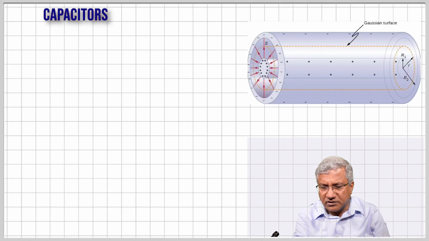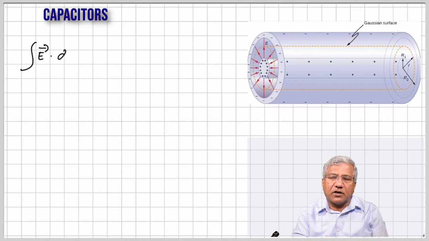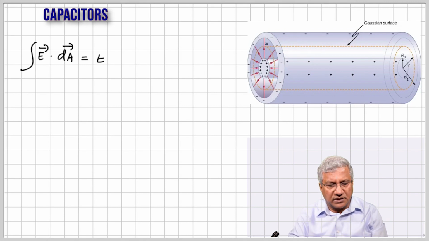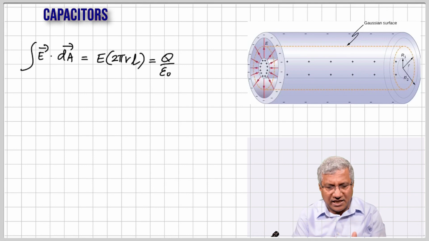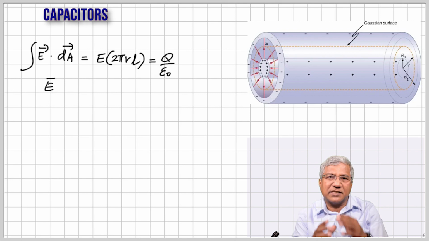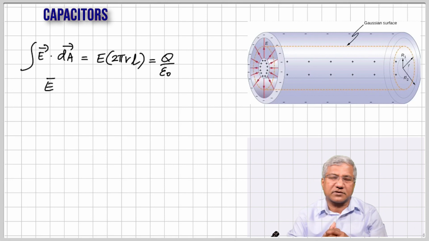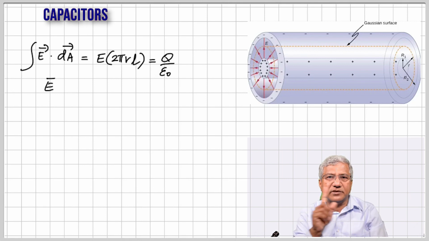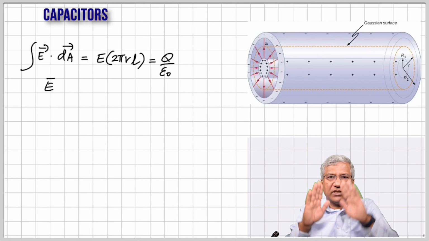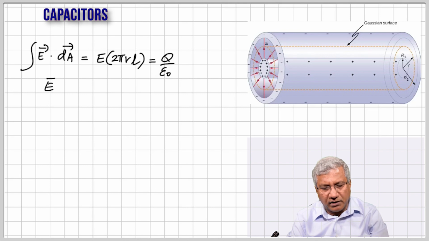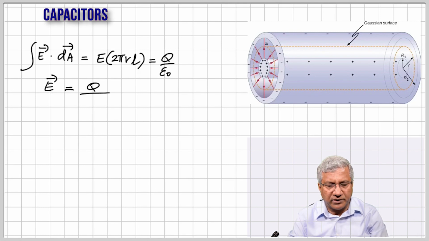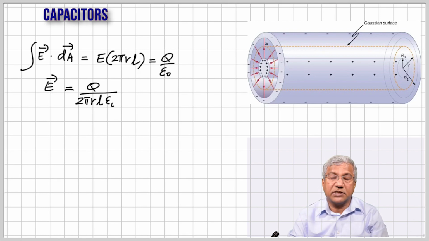And we're going to apply Gauss's theorem again. According to Gauss's theorem, integral E dot dA is Q by epsilon naught. But in this case, dA is the area of the Gaussian surface, which is 2 pi r times the length, because 2 pi r is the circumference, and times the length gives you the surface area of the Gaussian surface. That's why we have 2 pi r times L. So when you rearrange that, you take 2 pi rL to the other side, goes to the denominator.